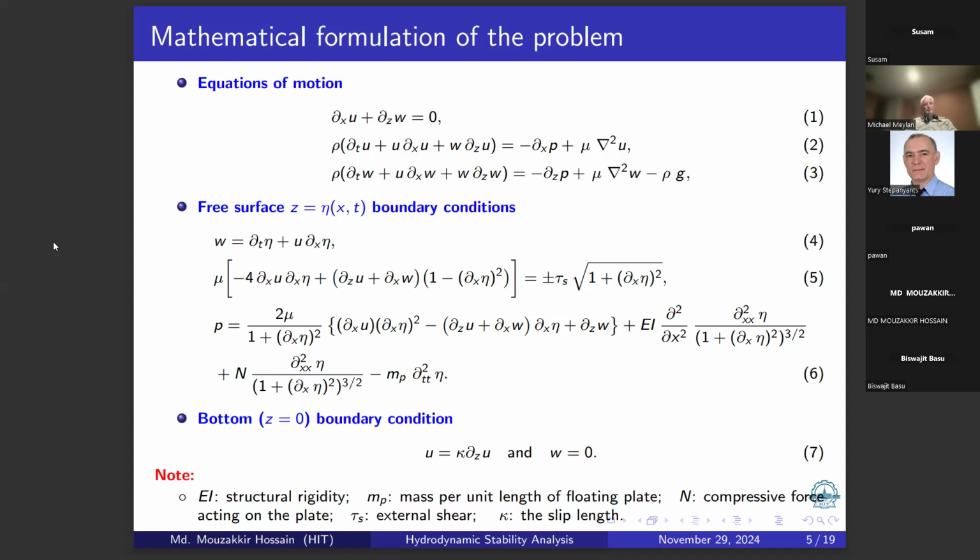Here in equation 6, you can see capital EI. This is the structural rigidity of the plate, capital N is the compressive force acting on the plate, and MP is the uniform thickness of the plate. Since we have considered the bottom is slippery, in equation 7 you can see U equal to kappa Uz and W equal to 0. Here kappa is the slip length.